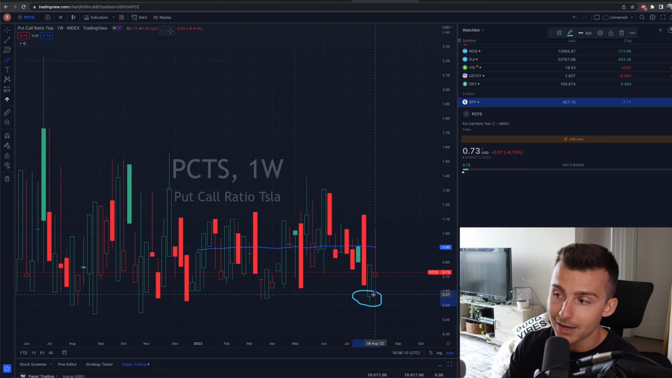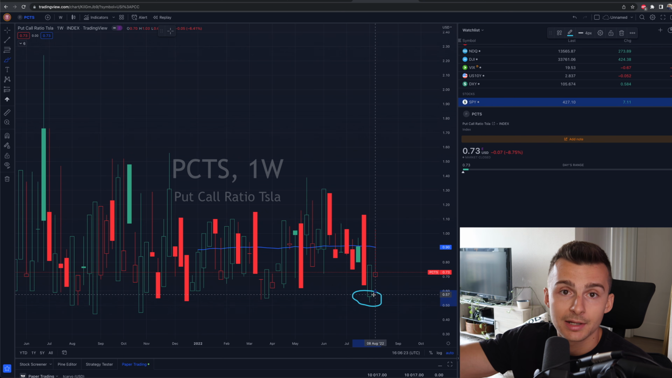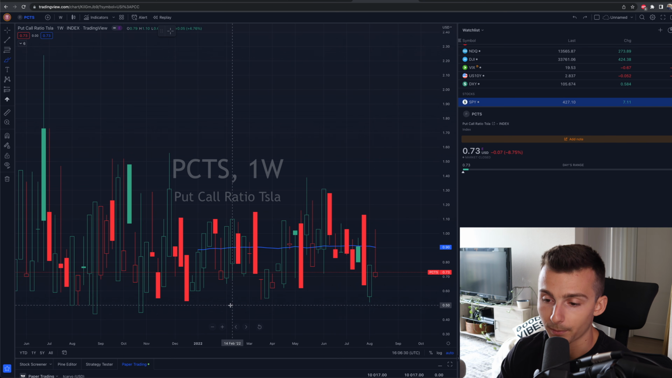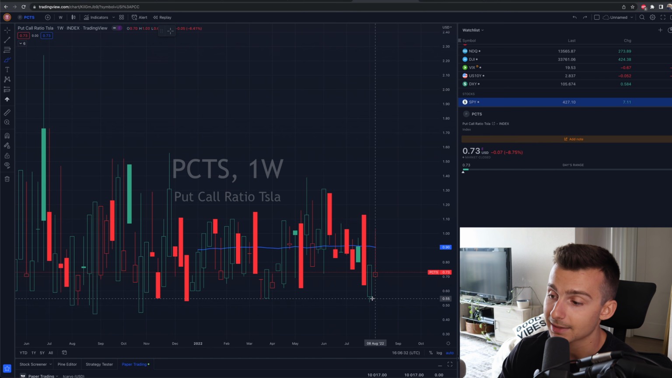So pairing up the put call ratio being really, really skewed to the call side with an overbought stock could be a really good indication to go short, right? And pairing up a put call ratio that's skewed to the put side with an oversold stock could be an indication to buy the dip or go long, right? And that's what I think it's most useful for, okay? It's another tool.